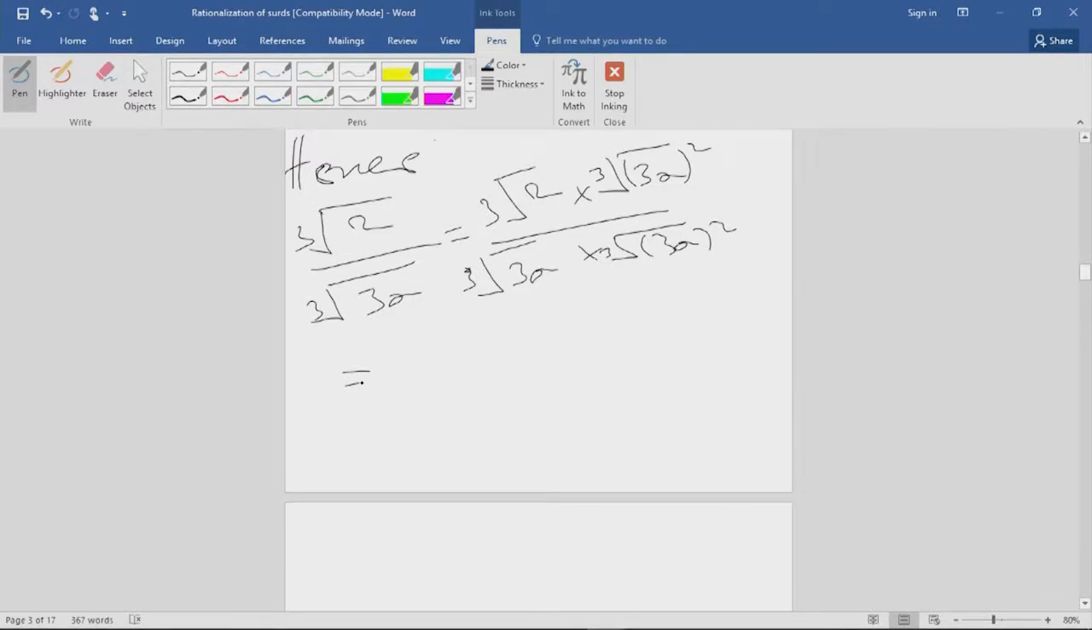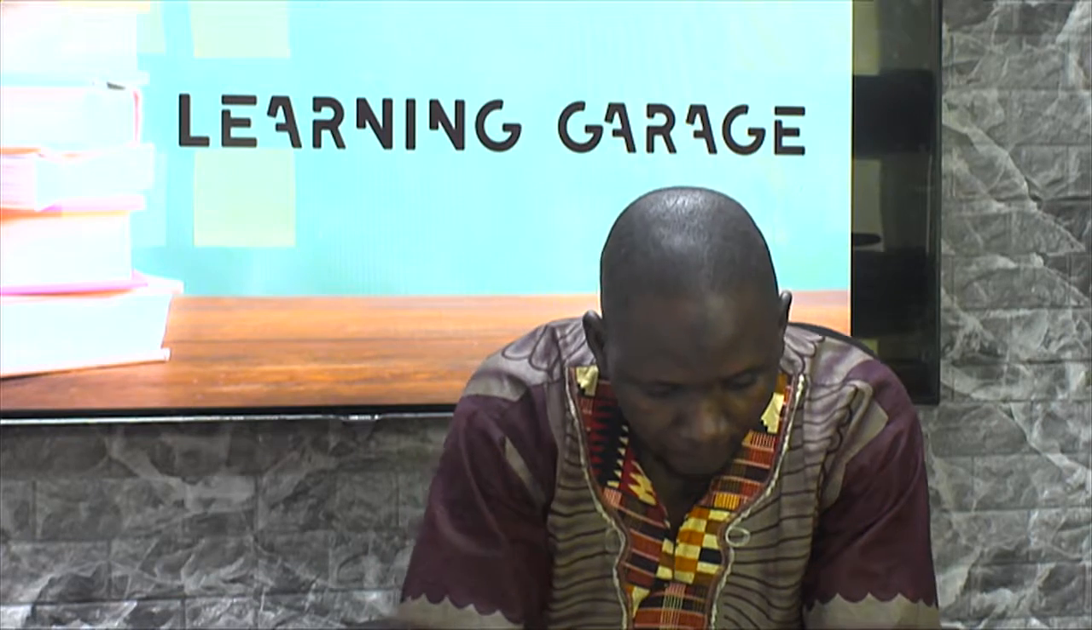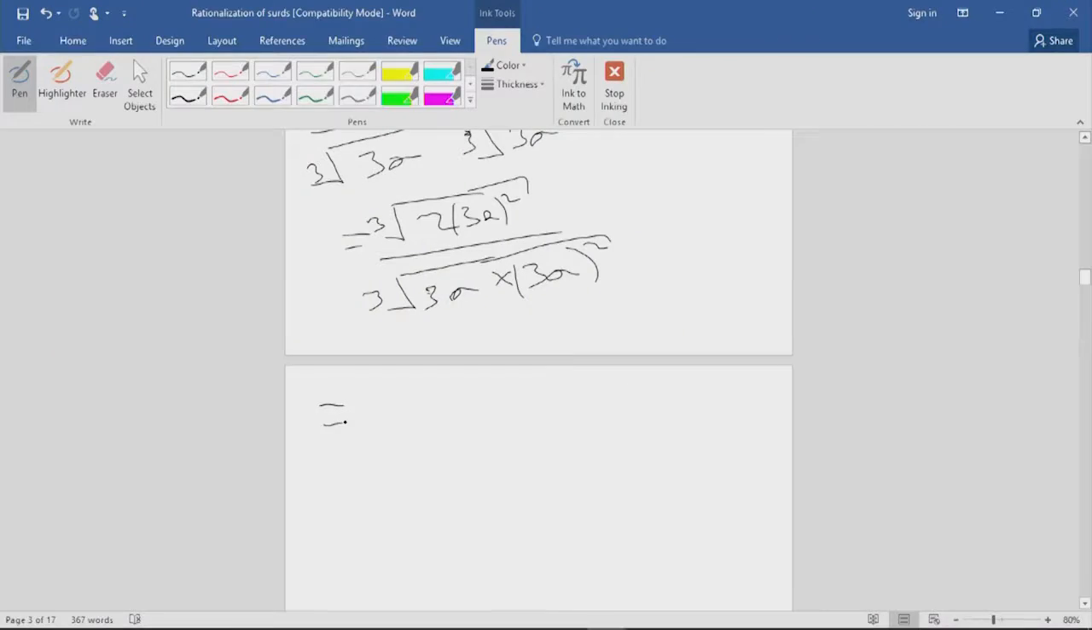So this will give us what? When we multiply, of course, both have the same roots. So therefore, we are going to have the cube root of 2 multiplied by 3a square, all upon the cube root of 3a multiplied by 3a all square. This gives us now what? The cube root of 2.